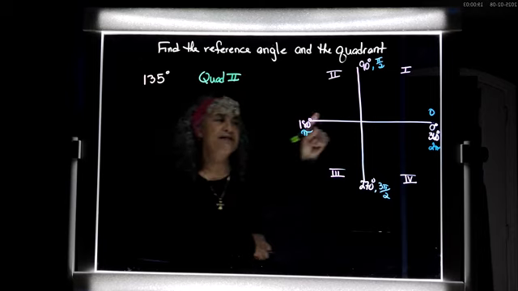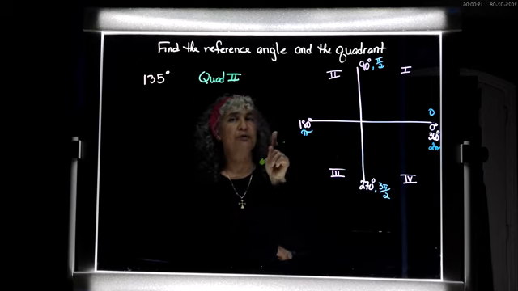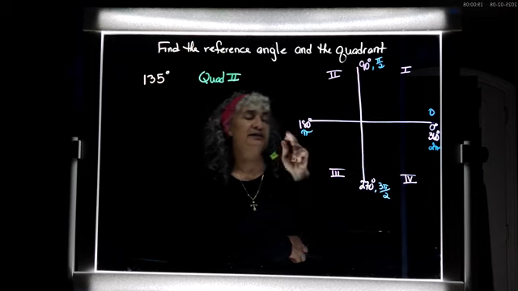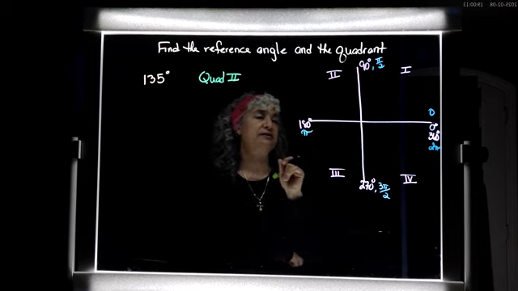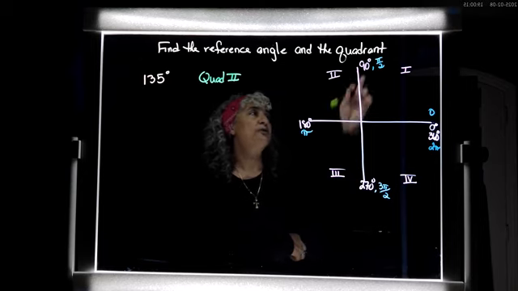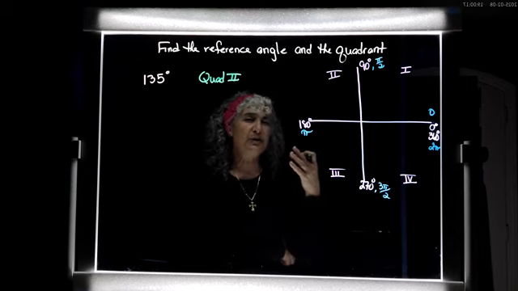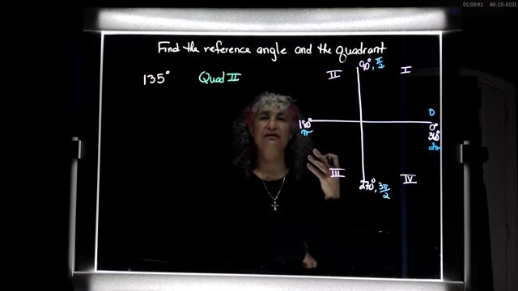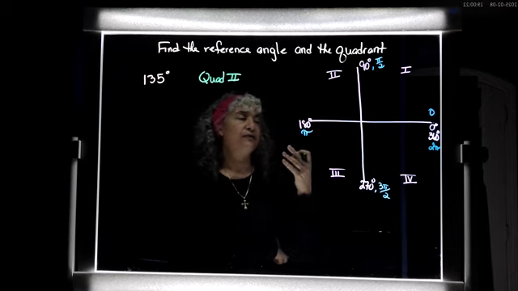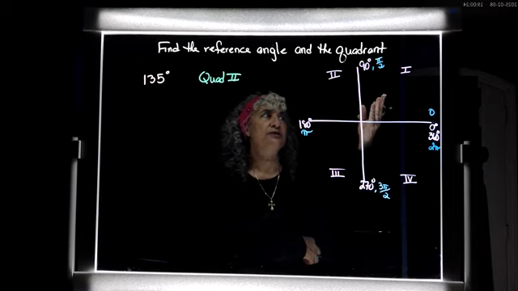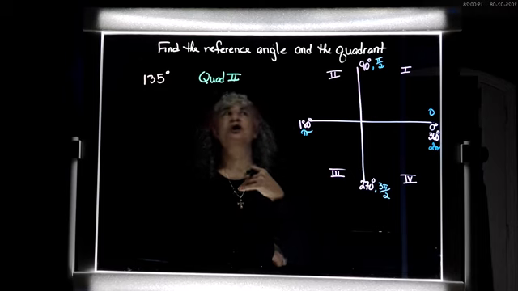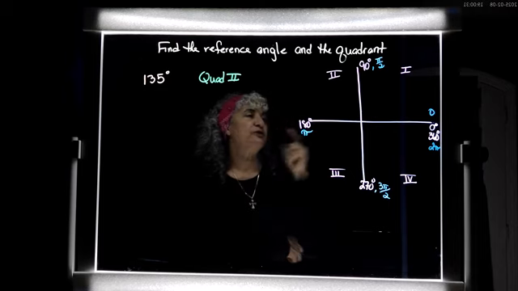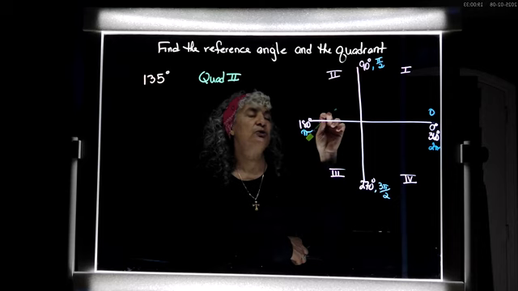So, since it's in quadrant 2, remember, reference angles are always off of the x-axis. Always. Remember that. Always from the x-axis. You're like, so why'd you label the y's? Just as a point of understanding for where quadrants 1 and 2 cut off and quadrants 3 and 4 cut off. That's all.